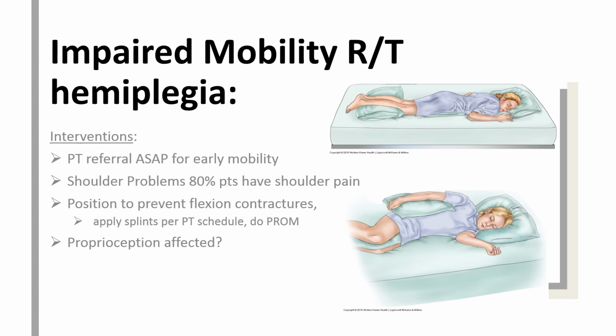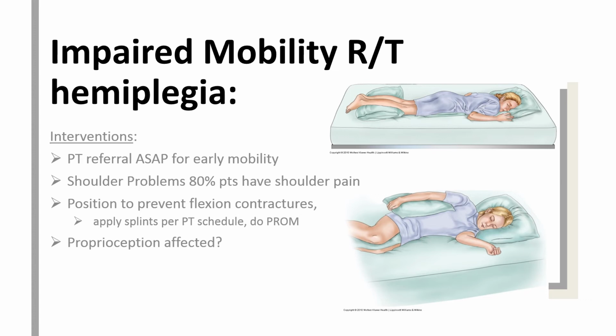Splints can be used at night or on a usually 2-hour on, 2-hour off schedule during the day, but it's the physical therapist that sets the schedule for splinting. Hand rolls used to be used, but they are not used if the upper extremity is spastic because it stimulates the grasp reflex and can cause a contracture.